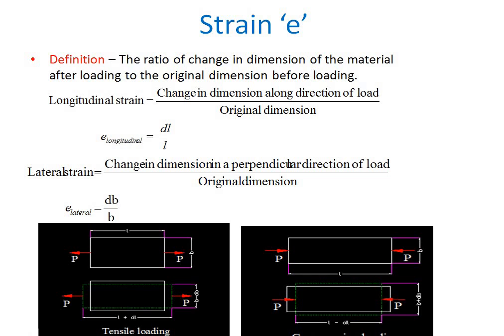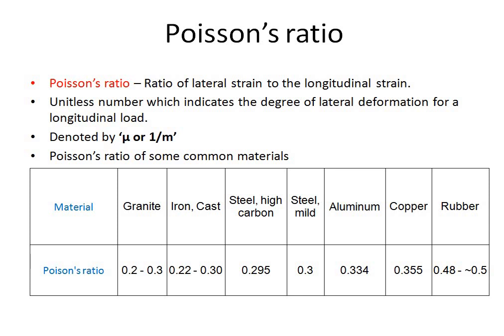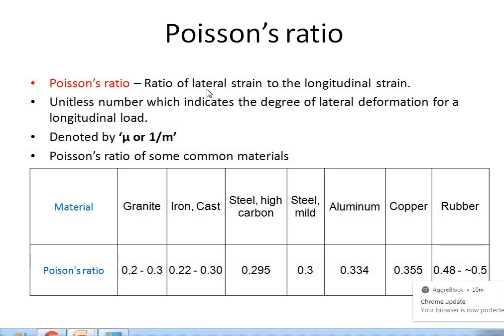Now Poisson's ratio. It is a ratio of lateral strain to the longitudinal strain. So we have a factor connecting the lateral strain and the longitudinal strain. Longitudinal strain is the strain along the direction of loading. Lateral strain is the strain along a direction perpendicular to the direction of loading. So it is a ratio of lateral strain to the longitudinal strain.